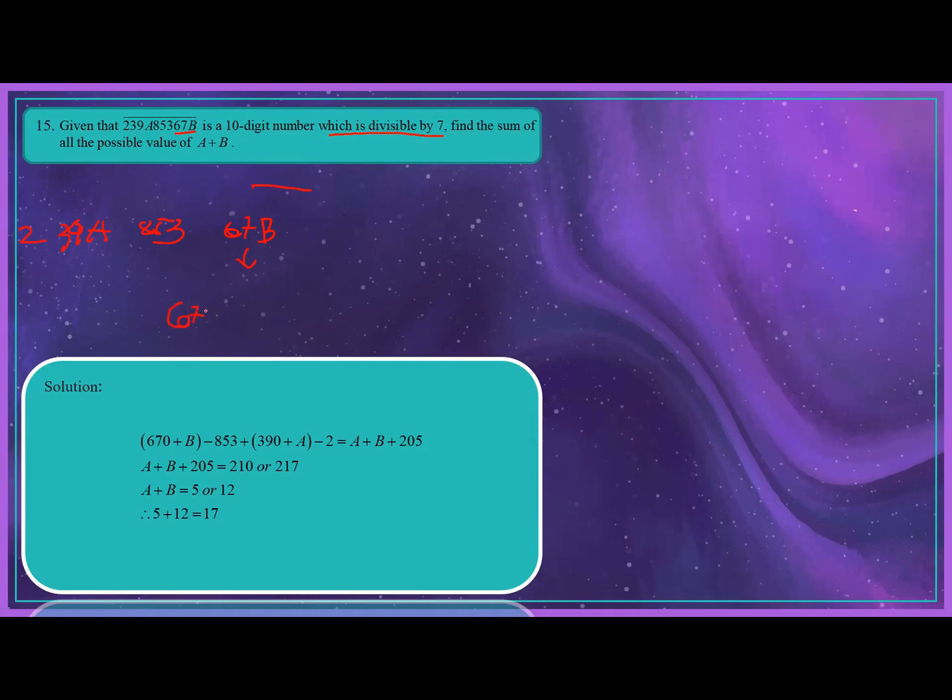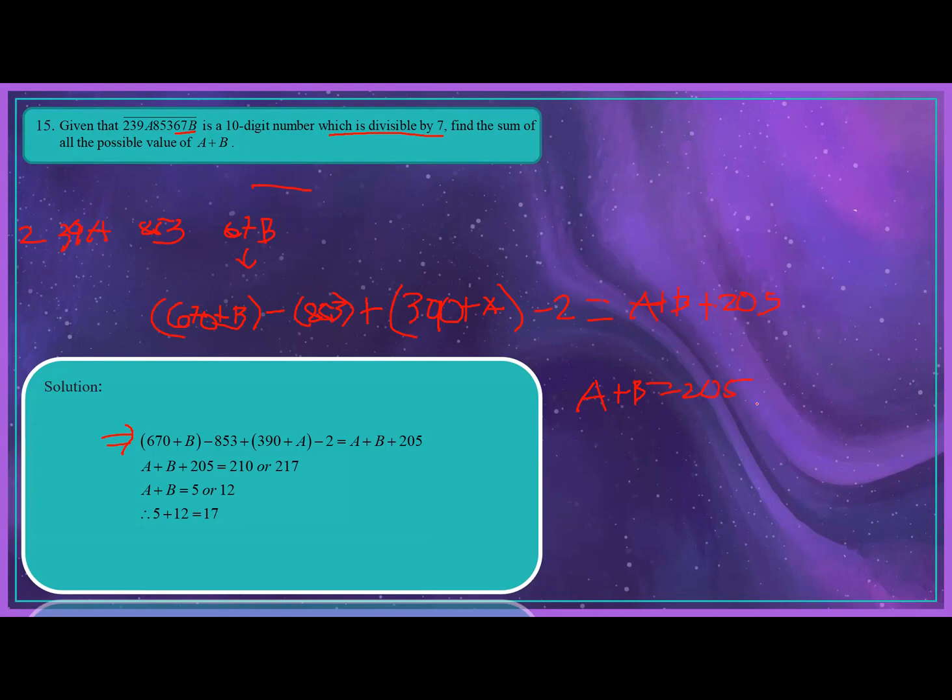Okay, so from here, you add 67b, so that's basically 670 plus b, right? Then subtract 853, then alternately continue, that's 390 plus a, then minus 2. Okay, so this is equivalent to a plus b plus 205. This is our first equation. Now we need to find the sum of all possible values of a plus b, right? So now we have a plus b plus 205.